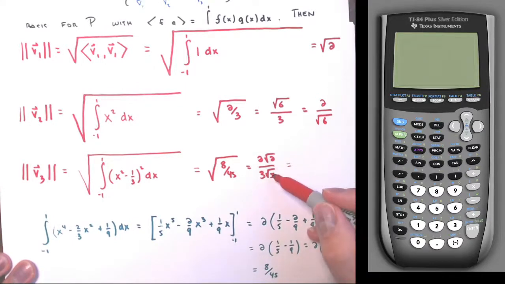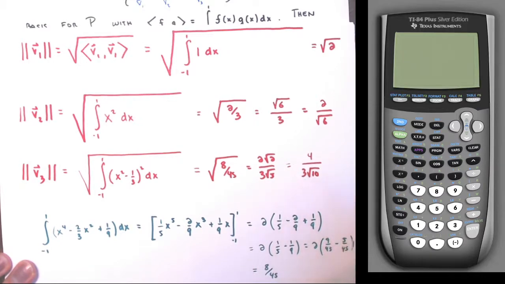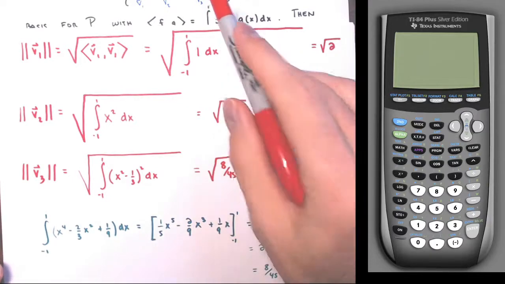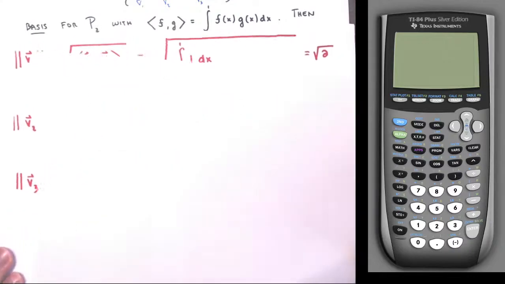And then here I'll do the same thing where I have the radical and I'll rationalize the numerator. So multiply the top and bottom by the square root of 2, that'd be 4 in the numerator, over 3 times the square root of 10. And I'm going to multiply vector v3 by the reciprocal of this, to normalize it. So after all that, we get our orthonormal basis for P2 under this inner product.